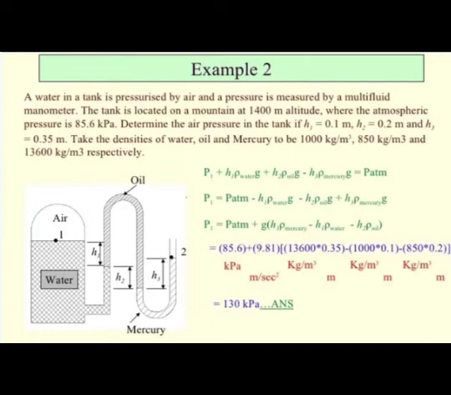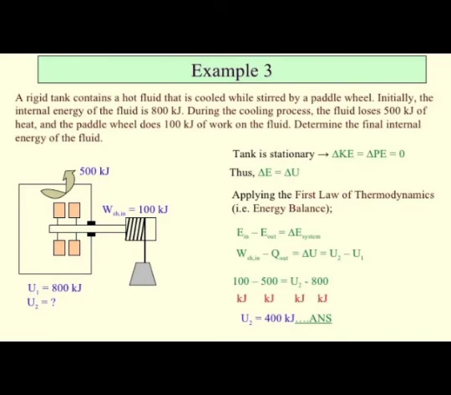So P sub 1 is equal to the quantity of 85.6 plus 9.81 times the quantity of 13,600 times 0.35 minus 1,000 times 0.1 minus 850 times 0.2. So the answer is 130 kPa. So that is the second example. So here is the third example.